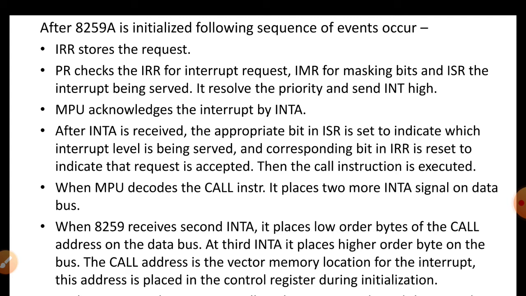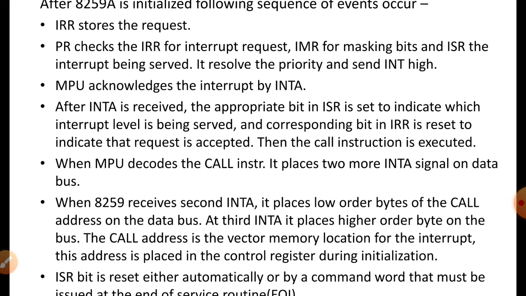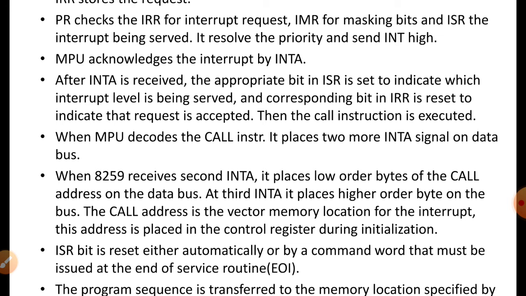Now, once the microprocessor receives the interrupt signal, it acknowledges by sending the acknowledge signal to the 8259. Once this INTA signal is received, corresponding to the IRR bit which has interrupted, the ISR bit is set, which indicates what interrupt level is being served, and it resets the corresponding IRR bit, to indicate that the request has been accepted. Then a call instruction is executed. Which call instruction? For the line which has interrupted, there is a corresponding call instruction already written in memory, whose job is the actual transfer of control.